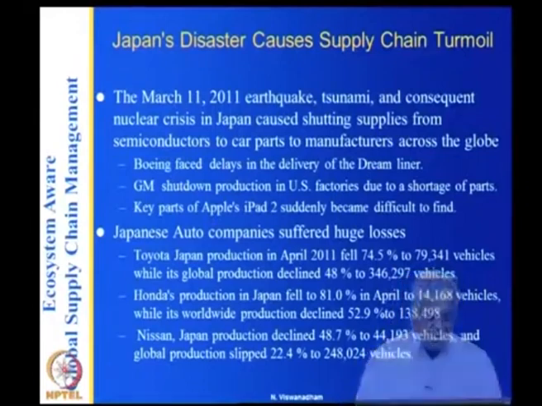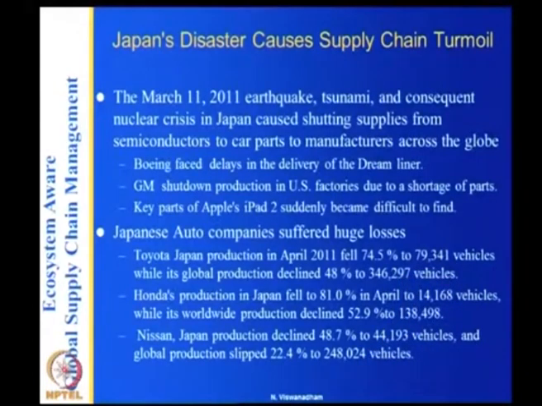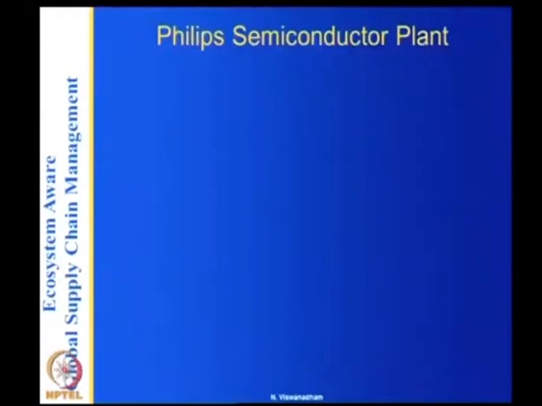So you can see the effect of this. Japanese auto companies suffered huge losses. Toyota's Japan production in April 2011 fell 74.5%, while its global production declined 48%. Honda's production in Japan fell 81% in April, and worldwide production declined 52.9%. Nissan's production in Japan declined 48.7%, and global production slipped 42.4%. You can see the huge impact that a natural disaster like the earthquake has on the supply chain. This is what we call location risk.